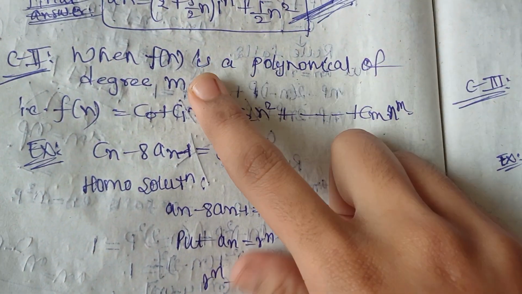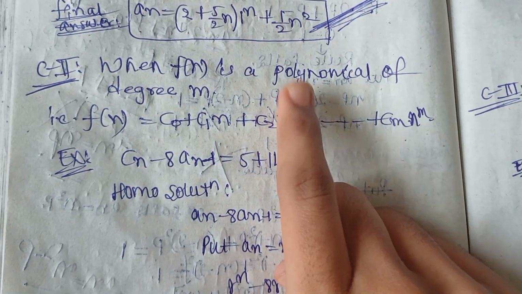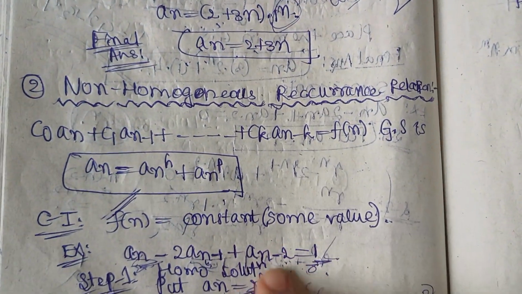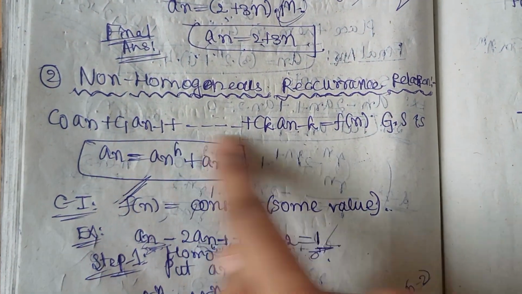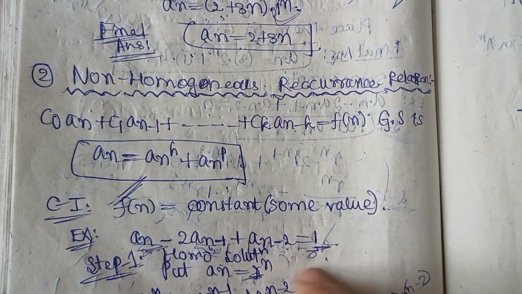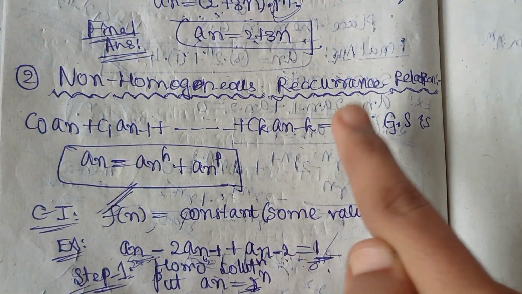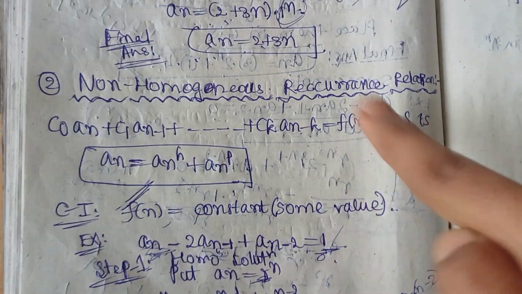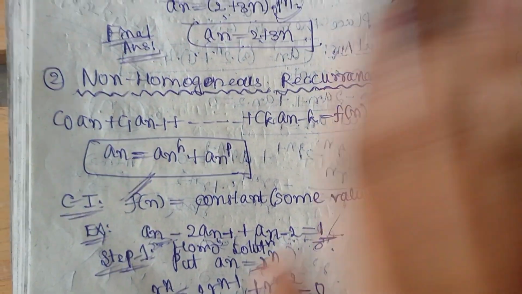That is, when your f of n is not constant and it is a polynomial. See here, on comparing both equations, your f of n is a constant value, but in case this f of n is a polynomial instead of this constant value, how can you solve that question? This is your case 2.